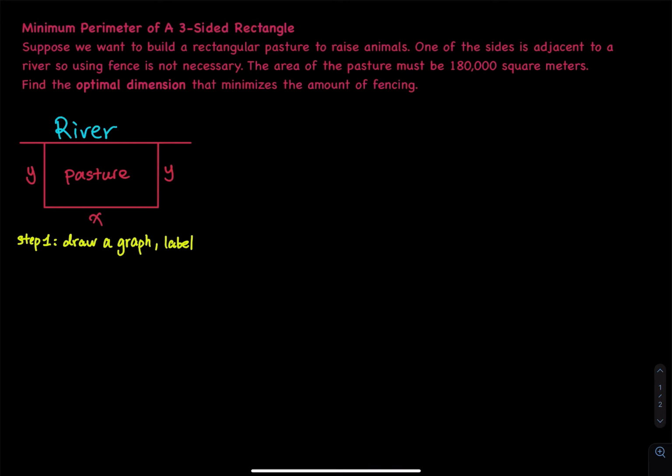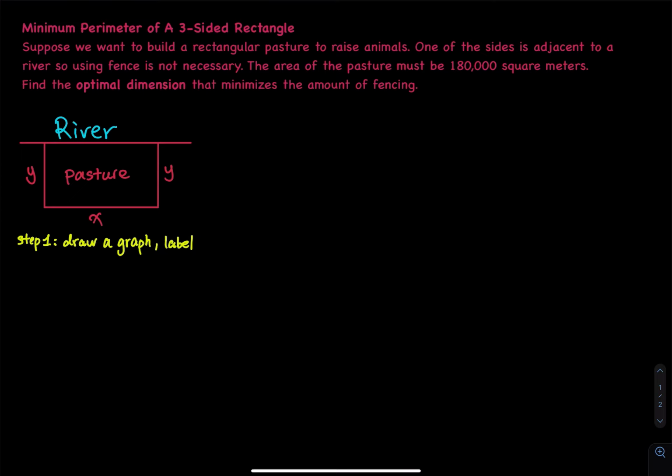This optimization problem is about finding the minimum perimeter of a three-sided rectangle. Suppose we want to build a rectangular pasture to raise animals. One of the sides is adjacent to a river, so using fence is not necessary. The area of the pasture must be 180,000 square meters. Find the optimal dimension that minimizes the amount of fencing.